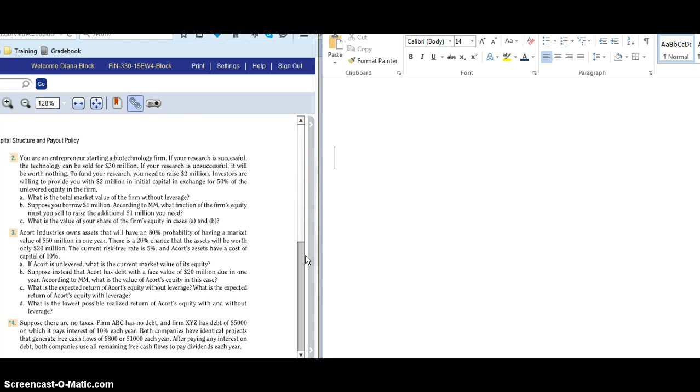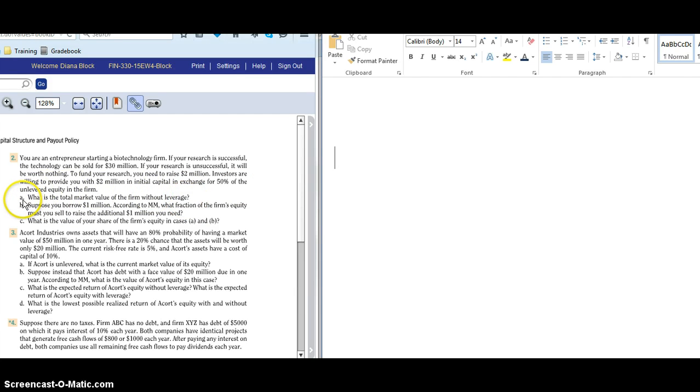So you've got some information here. You're going to start a technology firm, and if it's successful, it could make you lots of money. If it isn't successful, it'll be worth nothing. So here's the part we need. To fund your research, you're going to need to raise $2 million. Investors are going to provide $2 million in initial capital in exchange for 50% of the unlevered equity in the firm. So we're trying to determine the total market value of the firm without leverage.